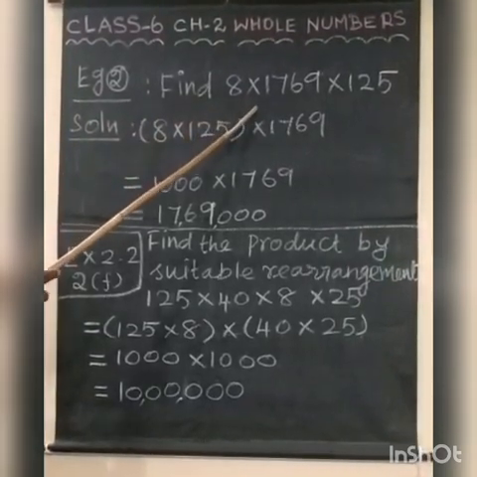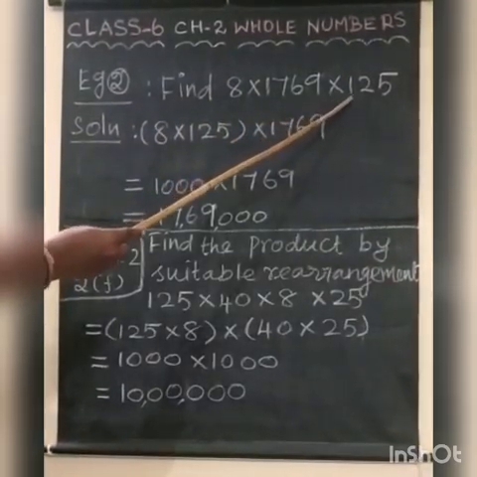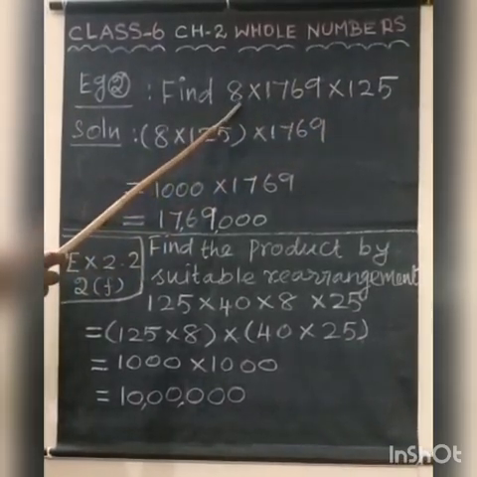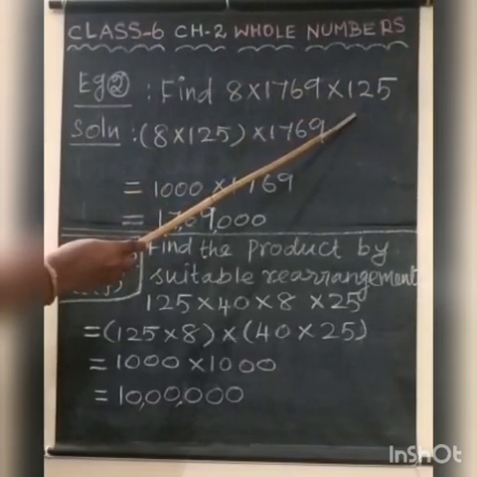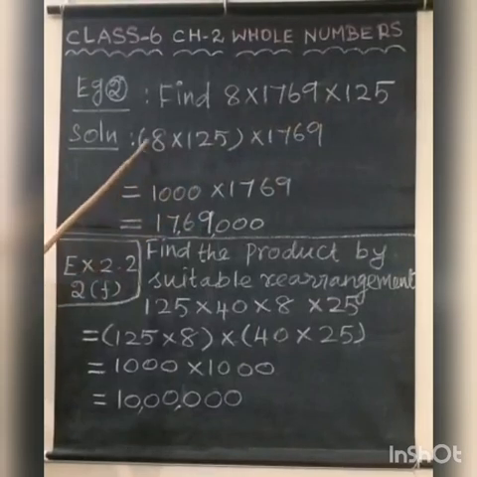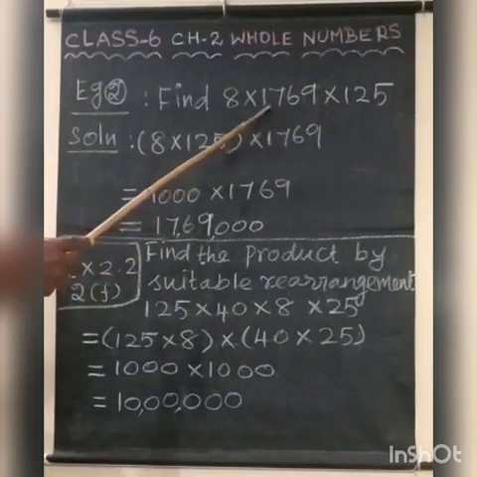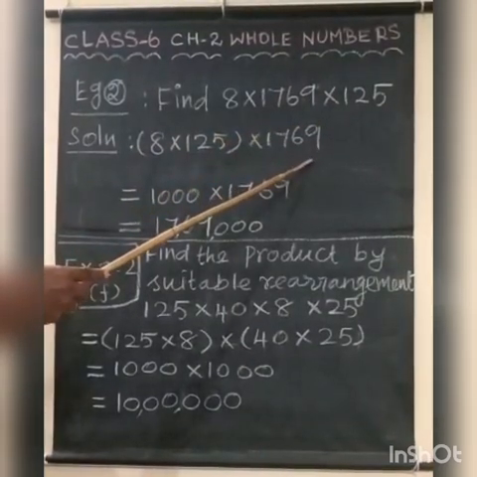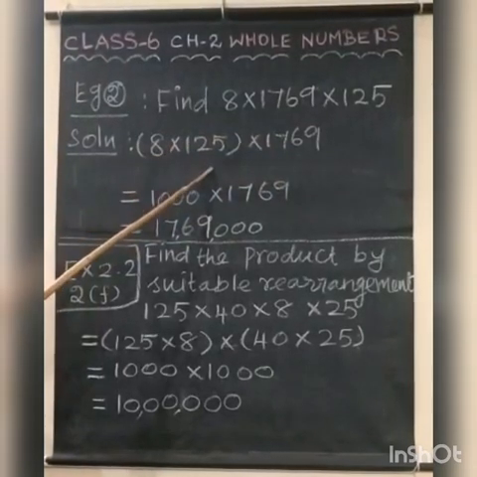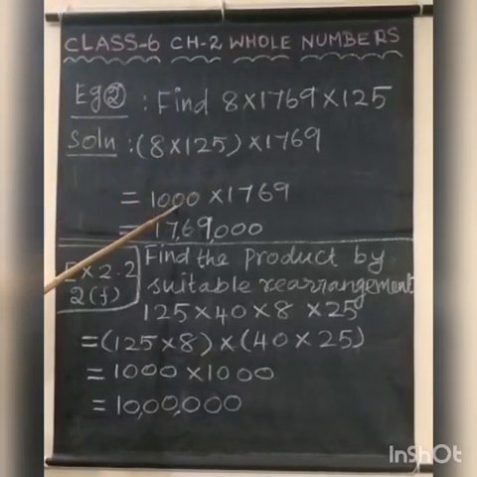Find 8 into 1769 into 125. I am going to pair 8 and 125 because we get 0 in one's place. First we are grouping 8 into 125 into 1769. Then multiply these two numbers. 8 into 125 is 1000.